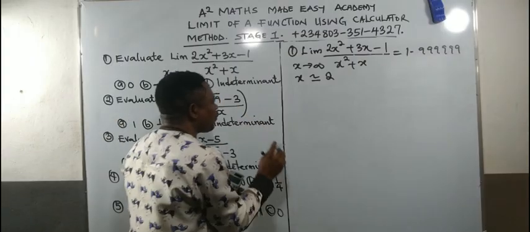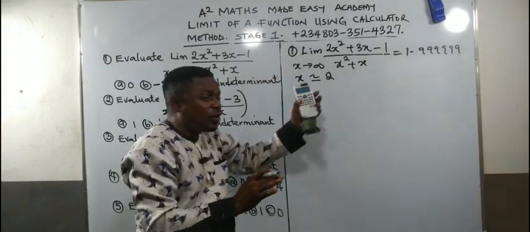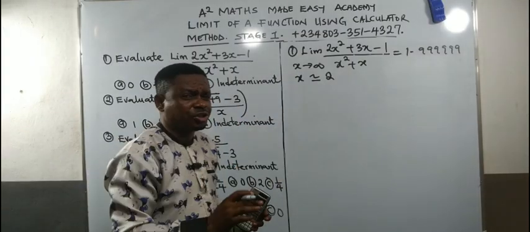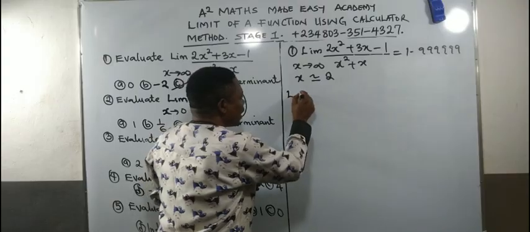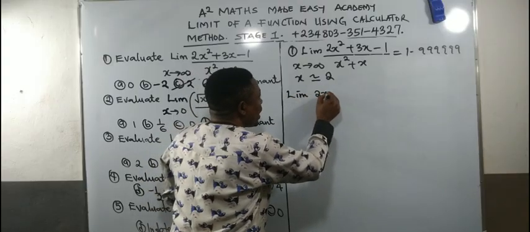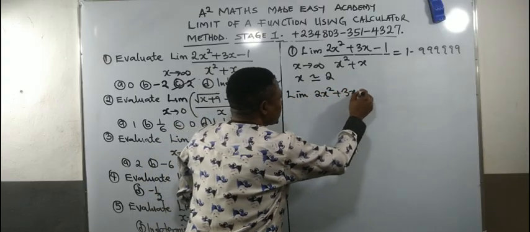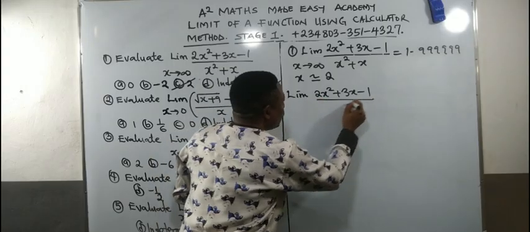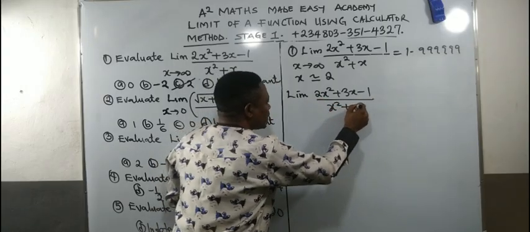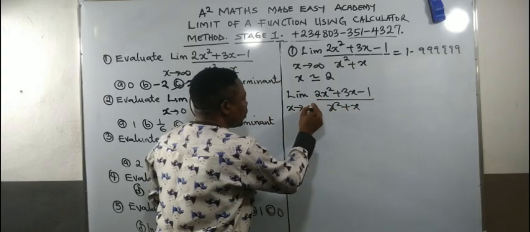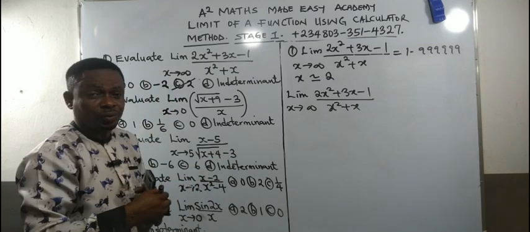But there is a shorter form without even a calculator. I can solve limit to what? Infinity. Let me shock you. Now, write the question: limit of 2x squared plus 3x minus 1, all over x squared plus x, as x approaches infinity. Now look at what you will do.